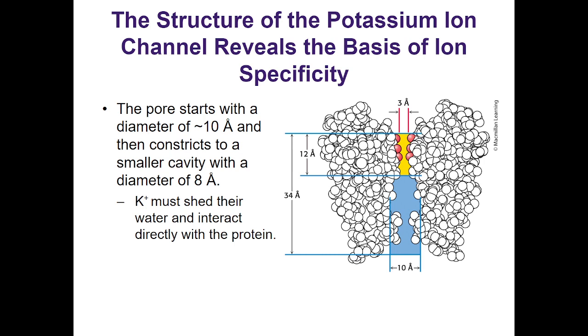Okay, so what would you expect the binding site to look like for these things? What size would they be? Something that would match up with potassium. Would you expect them to match up with copper? No. Yeah. So the pore starts with a diameter of about 10 angstroms. It then constricts to a smaller cavity that's about 8 angstroms. The potassium must shed their water and interact directly with the protein to fully get through this. And this is the length, by the way, right here.